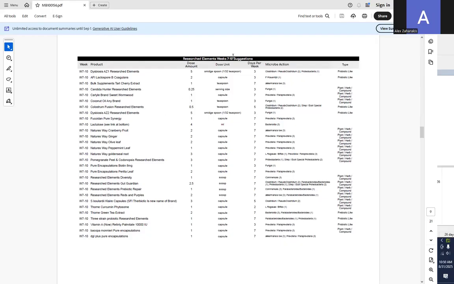And then there's a 4 week after period, week 7 to 10, where the suggestions are reduced. So it's the same suggestions, but if you look at the dosing, it actually decreases. It's about half of what it was in the previous weeks.